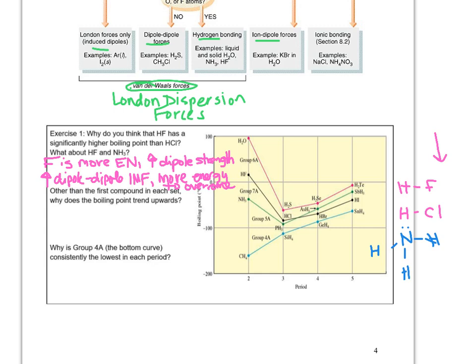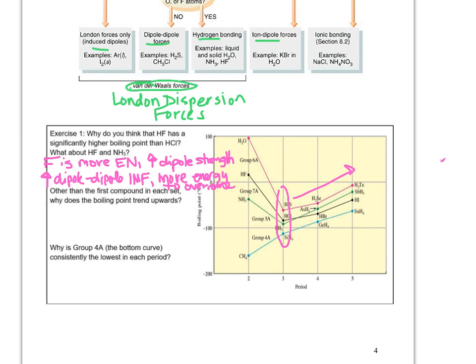Other than the first compound in each set, why does the boiling point trend upwards? So the first set, we see a decrease, right? But then the rest of them, we see jumping upwards. What happens as we go down a group? Because that's essentially what all those are. We're going down the group. What's happening to the polarizability of the atoms? So let's think about that.